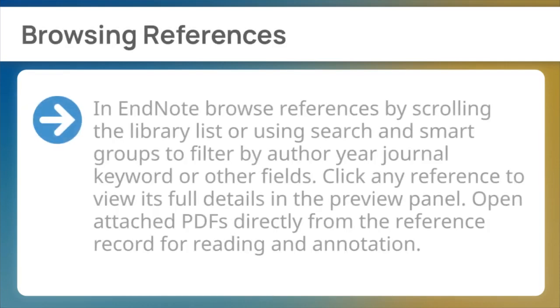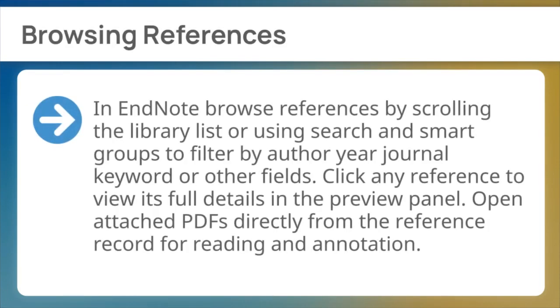Next, browsing references. In EndNote, browse references by scrolling the library list or using search and smart groups to filter by author, year, journal, keyword, or other fields. Click any reference to view its full details in the preview panel. Open attached PDFs directly from the reference record for reading and annotation.